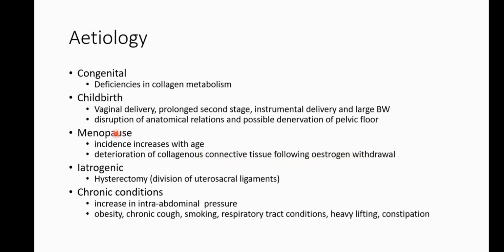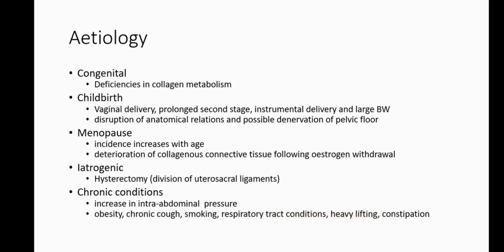It can be iatrogenic, like in case of the hysterectomy. We do the division of uterosacral ligament. We don't go for plication of the uterosacral ligament on the vault of vagina, and ultimately it results in vaginal vault prolapse. And also in medical conditions like obesity, cough, smoking, respiratory diseases, heavy lifting, constipation, or increased intra-abdominal pressure, as in case of some mass abdomen. So these are the possible causes of the uterovaginal prolapse.